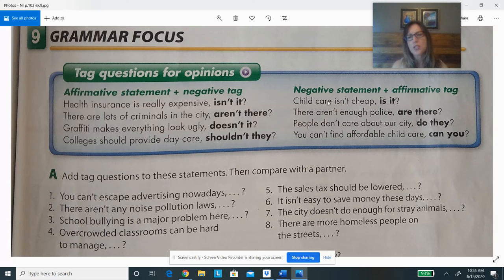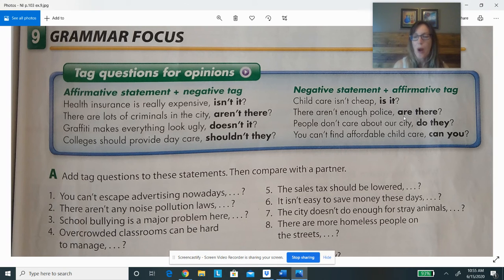All right, if you want to start with a negative statement, your tag is going to be the opposite, affirmative. Okay, this was affirmative statement, negative tag. Now we have negative statement, affirmative tag. So do the same thing I told you to do over here, but make sure your verb is the opposite and becomes affirmative. Childcare isn't cheap. Is it? Okay, isn't became is. There aren't enough police. Are there?